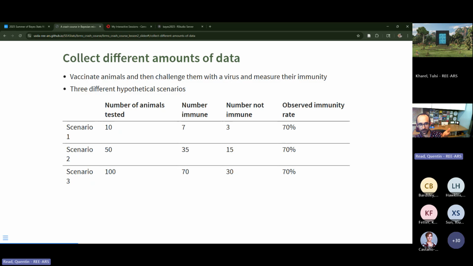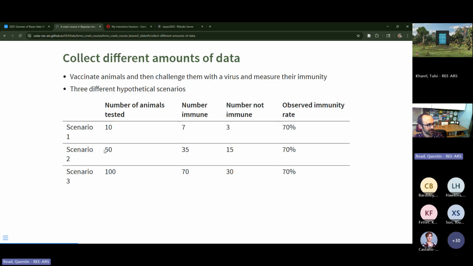Let's do three scenarios. Let's say we have a small budget and we're doing a small sample size. We can only test 10 animals. For this simple example, we're not going to have a control group. We just vaccinate 10 animals because we already know, for whatever reason, the baseline rate in the control group is 50%. Let's say we only did 10 and we saw 7 developed immunity and 3 did not. So obviously we observed 70%.